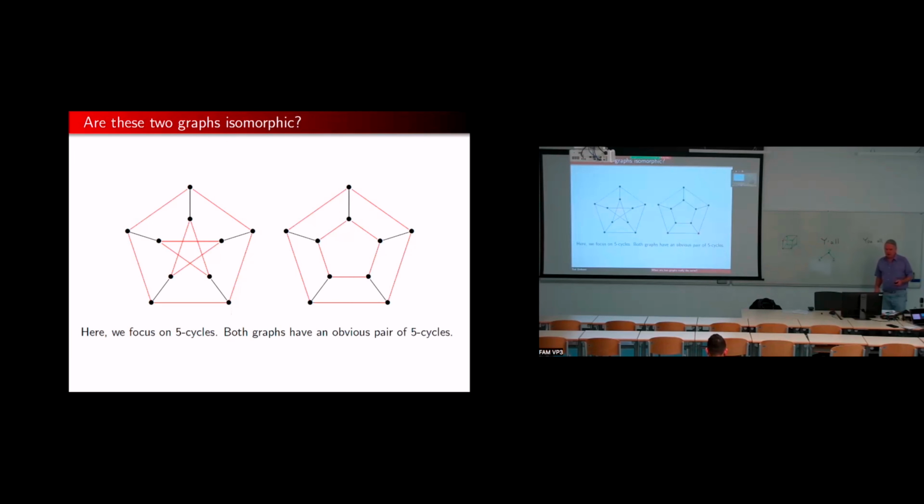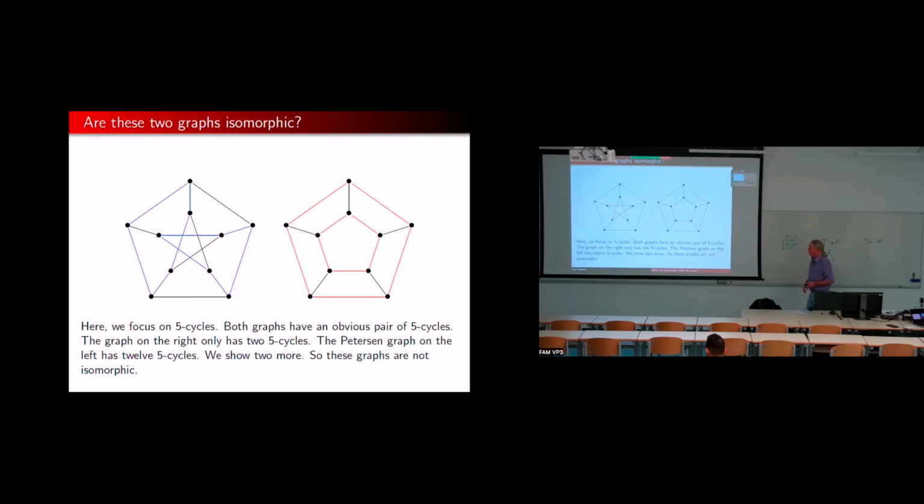So they both have the obvious 5 cycles. I've done those in red. Let me show you some more 5 cycles on the left-hand side. The right-hand side stayed the same. On the left-hand side, I've now given these new 5 cycles in blue, and you can check that, yeah, okay, here's one. That's a 5 cycle. And then there's one here. It's also a 5 cycle.